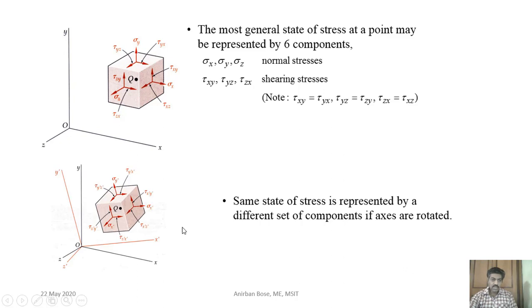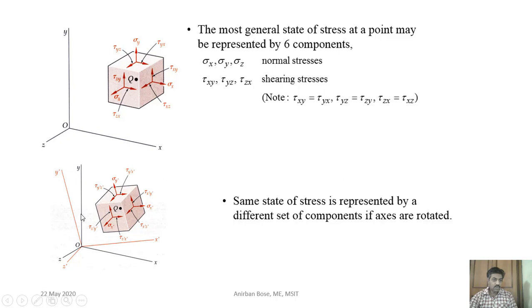Now, instead of this x, y, z coordinate system, if we change to a different coordinate system, say x prime, y prime, z prime, then for the same state of stress at that point Q, we'll get different stress components. That means instead of the previous sigma x, sigma y, sigma z and tau xy, tau yz, tau zx, we'll now get sigma x prime, sigma y prime, sigma z prime, and tau x'y', tau y'z', and tau z'x'.